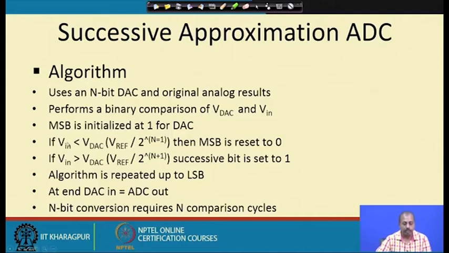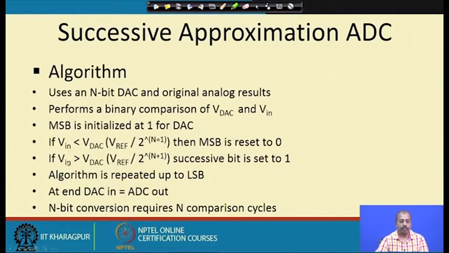So, if V in is less than VDAC, where VDAC is Vref by 2 for n equal to 1, then the MSB is reset to 0. If V in is less, that means the voltage value that we have guessed through this successive approximation register is higher than the V in value. As a result, in the digital count, the MSB should not be 1, so it should be 0. So, MSB is reset to 0.